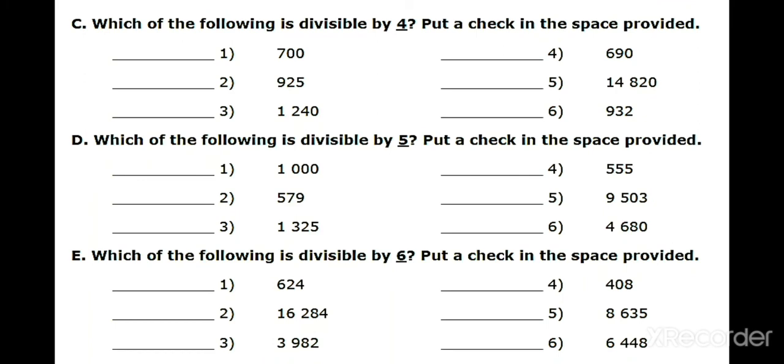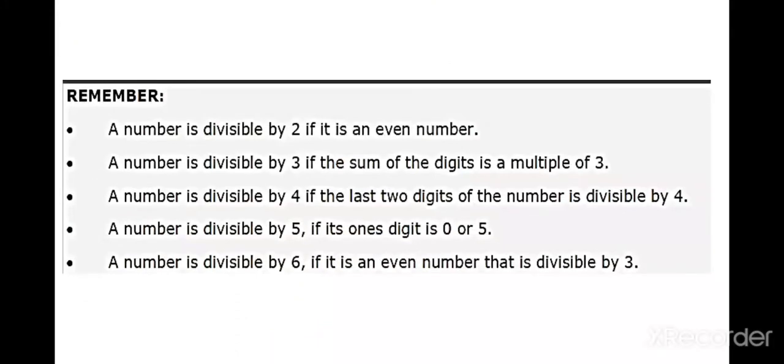Alright, if you're done with this, then let us remember the following. A number is divisible by 2 if it is an even number. A number is divisible by 3 if the sum of the digits is a multiple of 3. A number is divisible by 4 if the last 2 digits of the number is divisible by 4. A number is divisible by 5 if its one's digit is 0 or 5. A number is divisible by 6 if it is an even number that is divisible by 3.